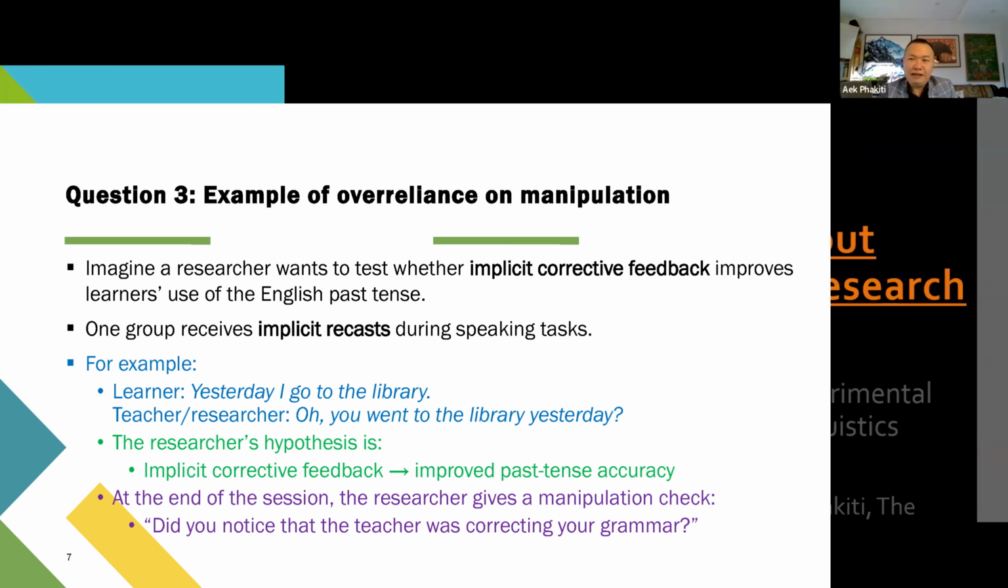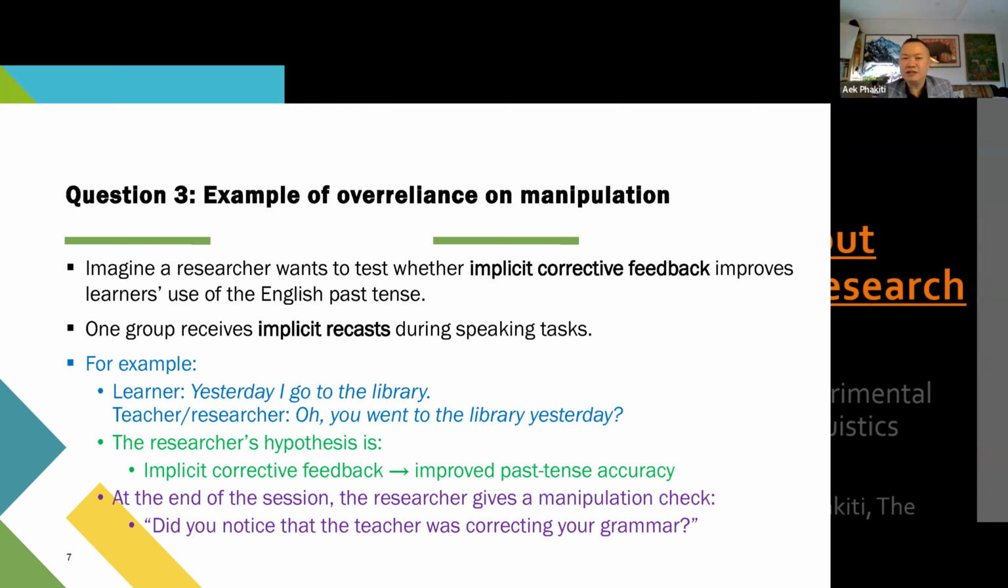Now at the end, the researchers give a manipulation check to the students, like, "Oh, did you notice that the teacher was correcting your grammar?" And then the students might say, "Oh, no, I didn't notice that." Or, "Oh, yes, I did." So in this case, you can see that asking whether learners noticed that correction can also make the purpose obvious, that you want to check the implicit correction. So by asking that, you can't really rely on that, right?